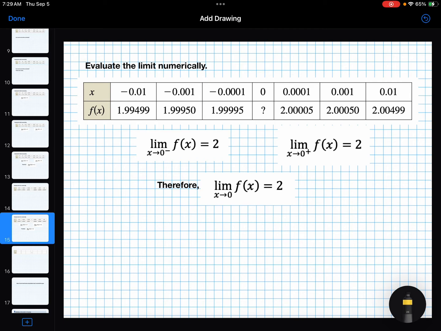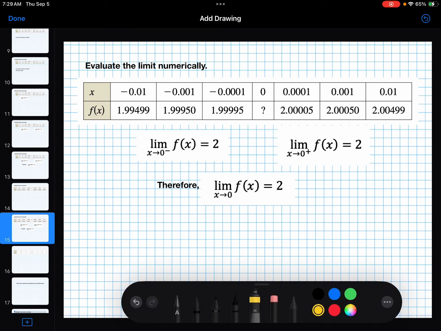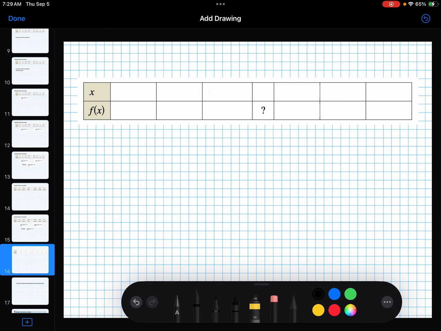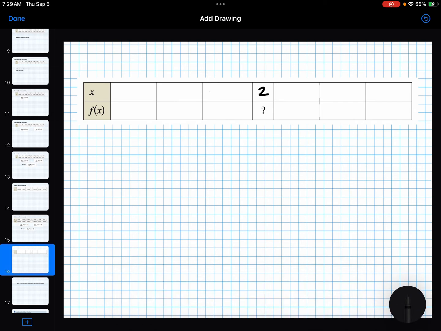Now, if you have to set up one of these tables yourself, you have to pick the x values that you're putting into the table. You're going to see on the Delta Math assignment that you guys work on, you'll have to choose the x values yourself. So here's my suggestion. Let's just say, for argument's sake, that we were approaching an x value of 2.